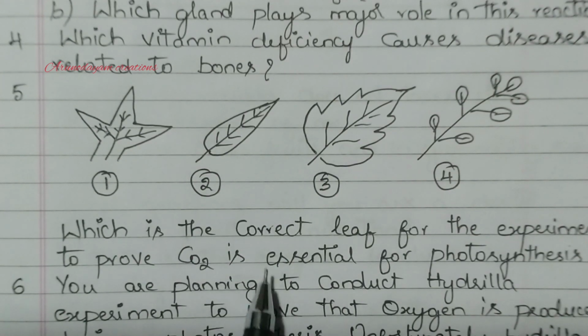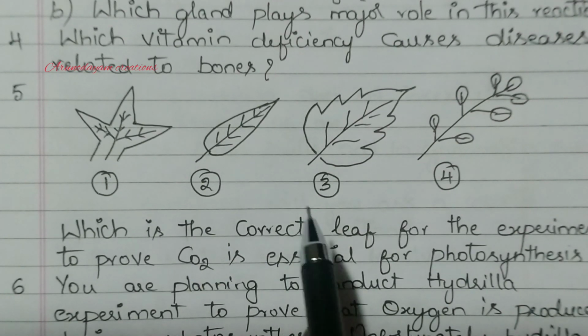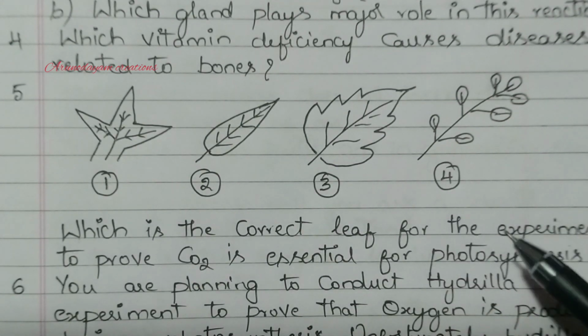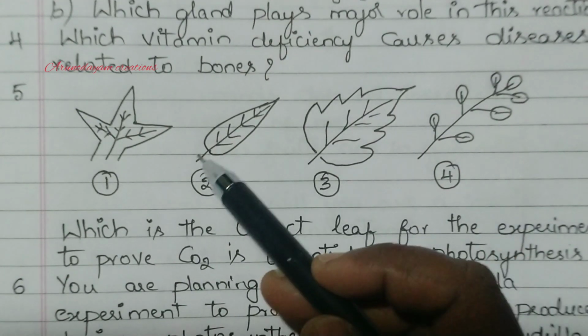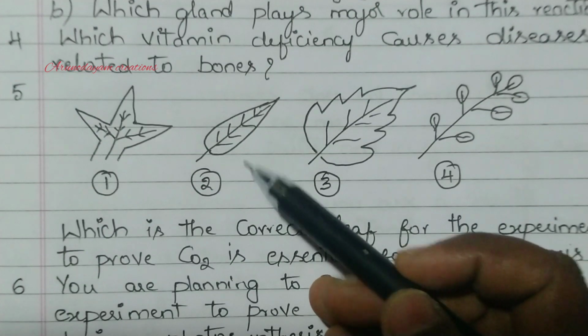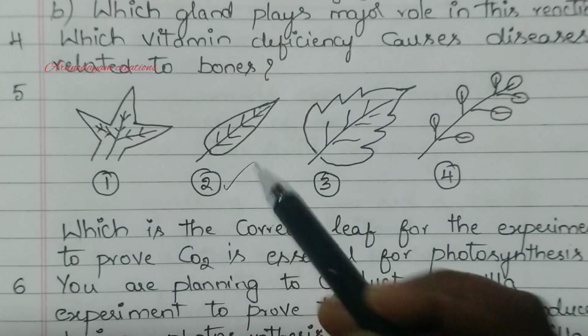Actually, in Moll's half leaf experiment, we have to insert half of the leaf into the bottle and keep the remaining half outside. So for that, the second type of leaf is suitable. This leaf is narrow in nature, which is suitable to insert half into the bottle. So we have to choose this one.